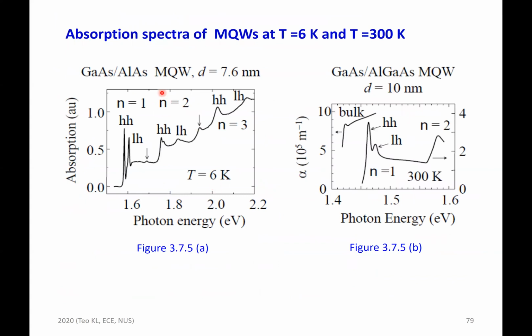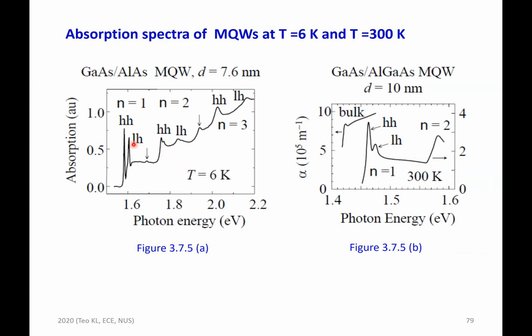This shows the absorption spectra of a multiple quantum well measured at 6 Kelvin and 300 Kelvin. You can see the thickness of the well size, or the well width, is 7.6 nanometer, even smaller, 76 Angstrom. This one is 10 nanometer, about 100 Angstrom. Measured at room temperature, and we also measure at 6 Kelvin.